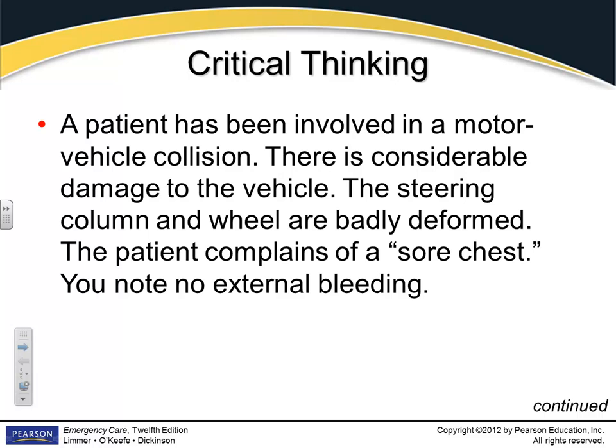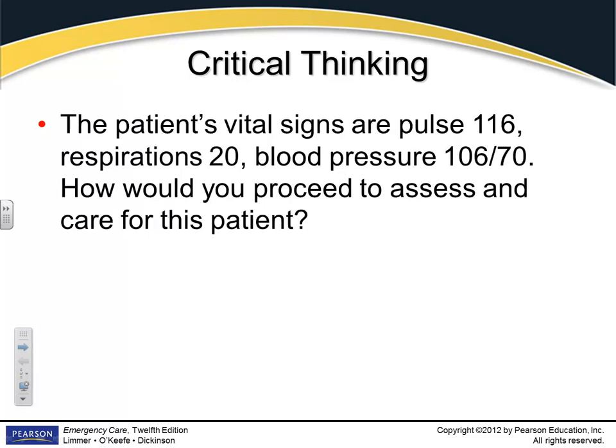All right, a patient's been involved in a motor vehicle collision. There is considerable damage to the vehicle. So right away, what are we thinking? The M word? Mechanism of injury. The steering column and wheel are badly deformed. The patient complains of a sore chest. You note no external bleeding. What are you guys going to do? Yeah, this is a rapid transport because of mechanism of injury.